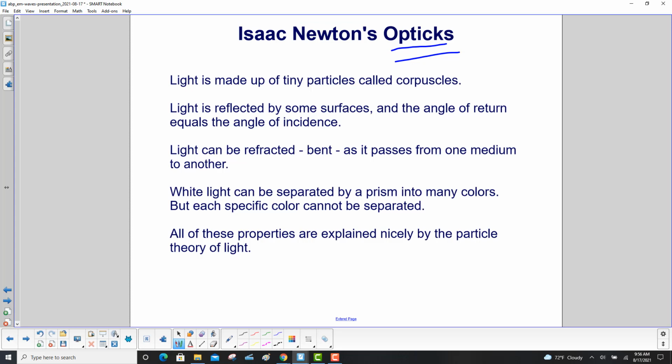Light is reflected by some surfaces, and the angle of return equals the angle of incidence. Light can be refracted. It's another word for bent, as it passes from one medium to another. White light can be separated by a prism into many colors, but each specific color cannot be separated. All these properties are explained nicely by the particle theory of light.